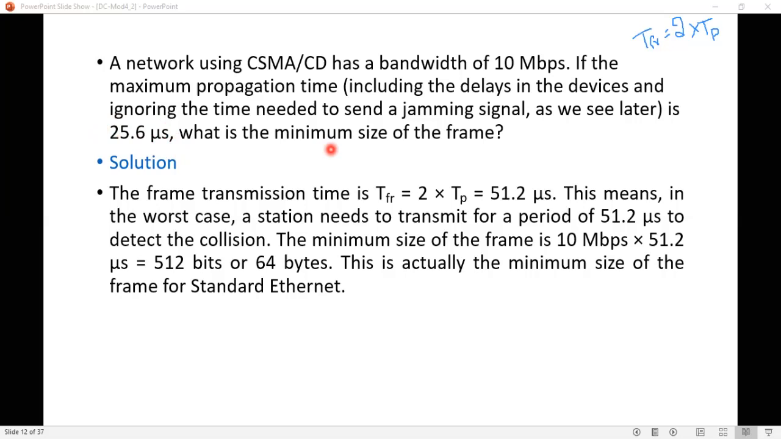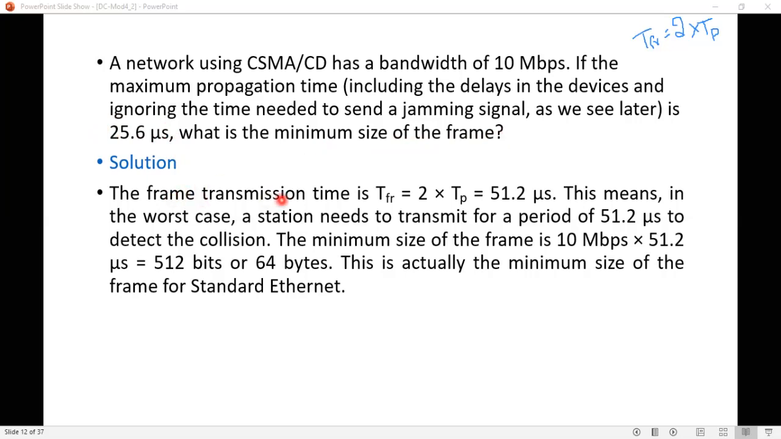What is the minimum size of the frame? We have to find the minimum size of the frame in order to detect the collision. If you know the minimum size of the frame, then you can easily detect the collision. That is what you are doing in this particular protocol, isn't it? CSMA/CD, with the collision detection.